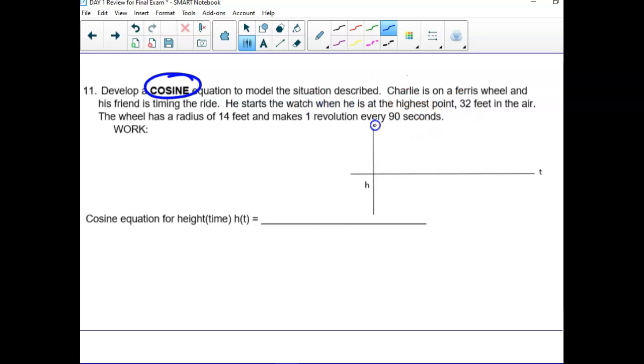Oh, nice. So right away, we're right on the x-axis at the highest point. And that's 32 feet in the air. All right, if we draw a Ferris wheel whose radius is 14 and the highest you ever go is 32, what is the lowest you go?